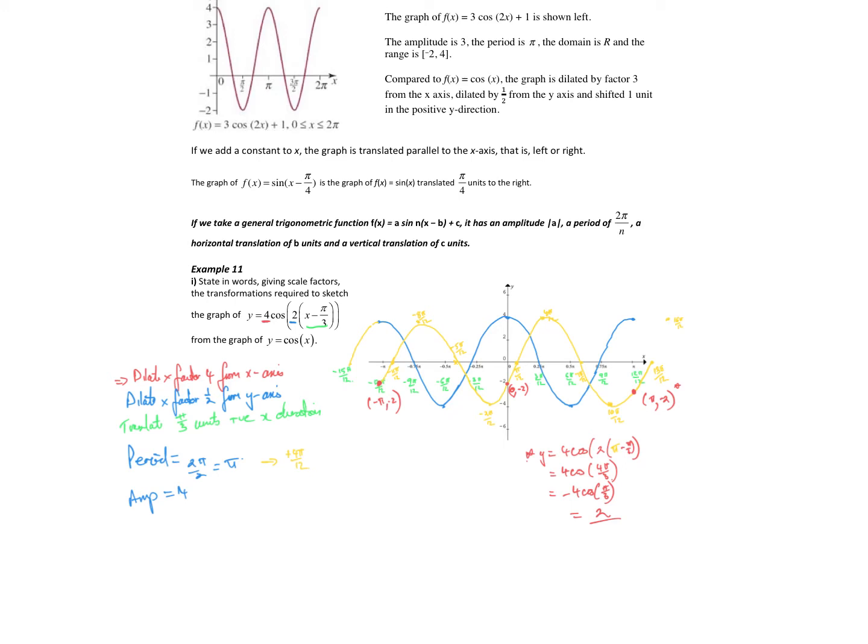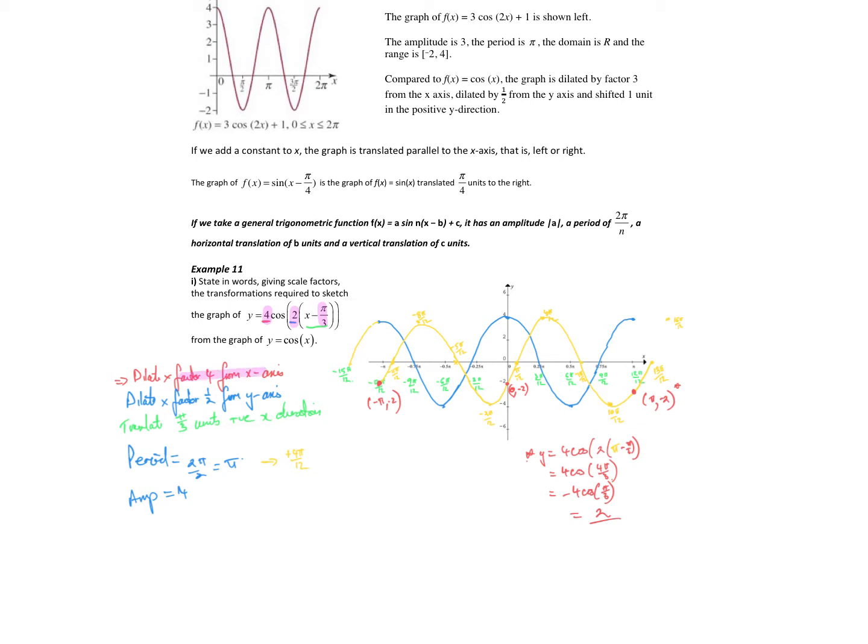So we've spoken a little bit about our translations and the processes which we apply. So state in words the transformations that are taking place to begin with. So we can see we've got the 4 at the front, the 2 inside the function, and the negative pi on 3 translating left-right.